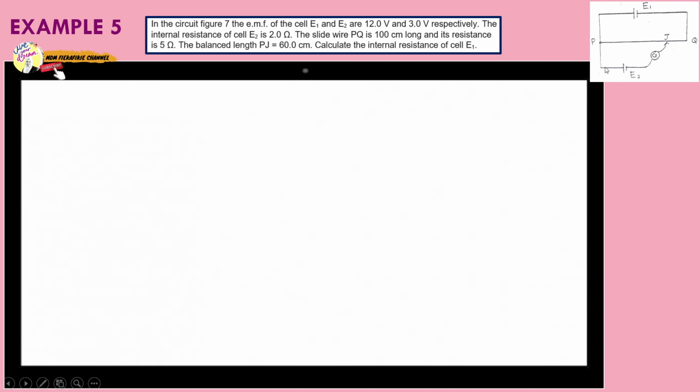Sebab kita tak ada lagi apa-apa resistor dekat bawah ni kan. We have the battery and the battery comes with the internal resistance, so dia takkan effect apa-apa. I think you can try this question by yourself. The question asks you to find the internal resistance of cell EMF1 here, and the answer is 7 ohm. So the internal resistance of cell EMF1 is 7 ohm.